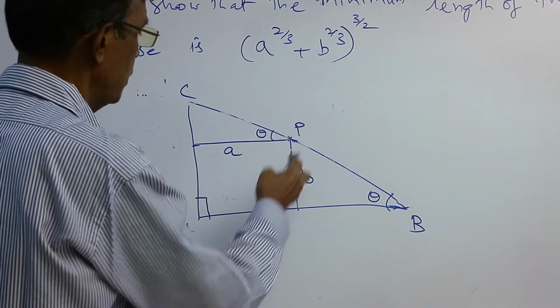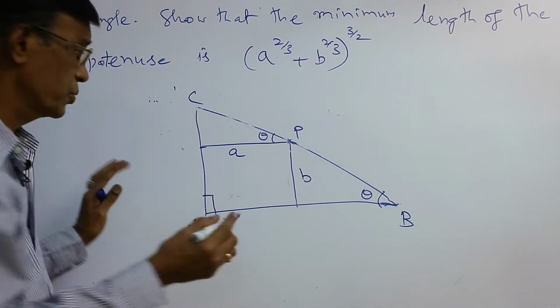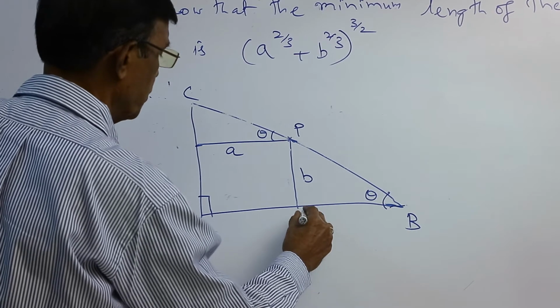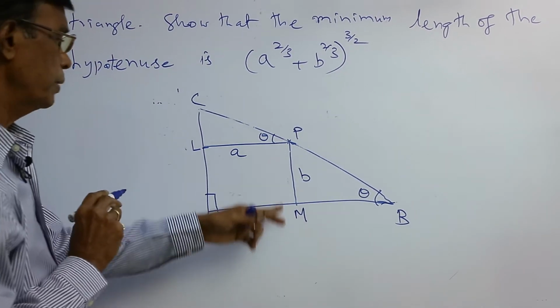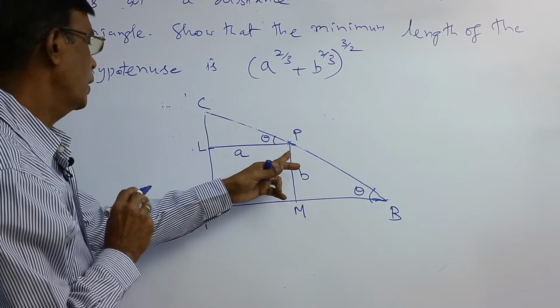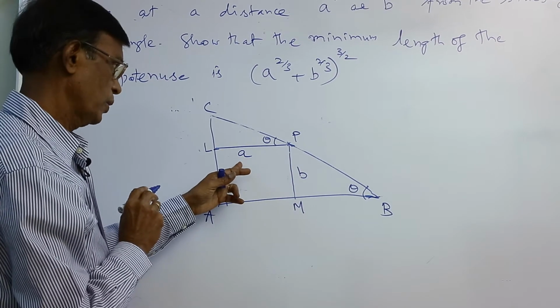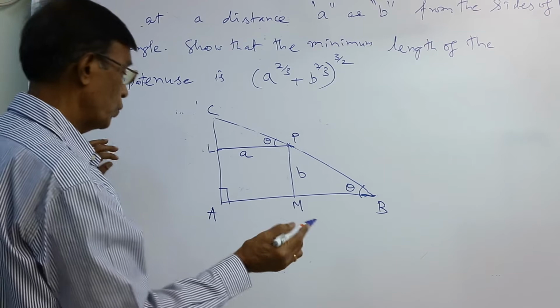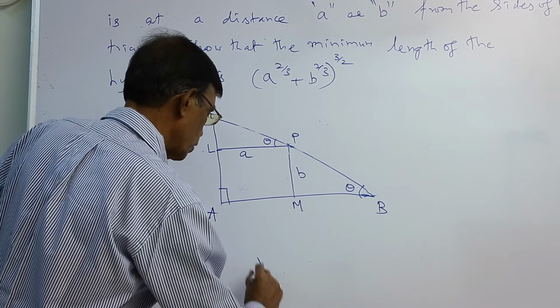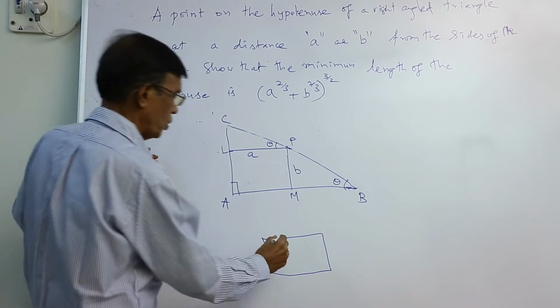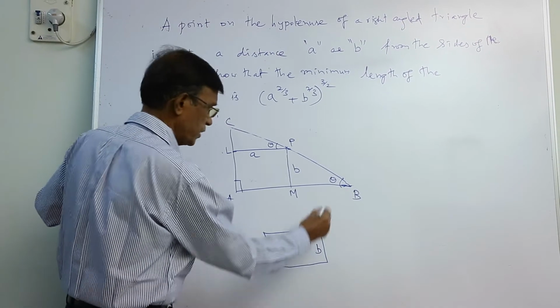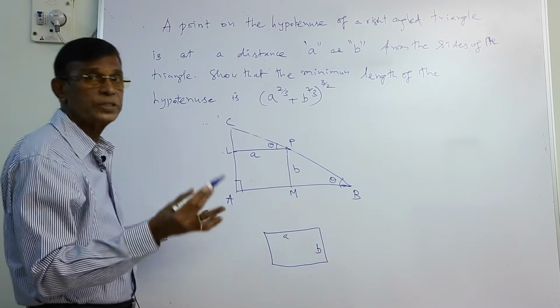Then your drawings. Now I draw the perpendicular PM and here I draw PL. So your PM is B and PL is A. See what happens, you can explain to them also. See, you can take a rectangle here. What I am trying to tell you is how your variable comes into the picture. The students will be just baffled.